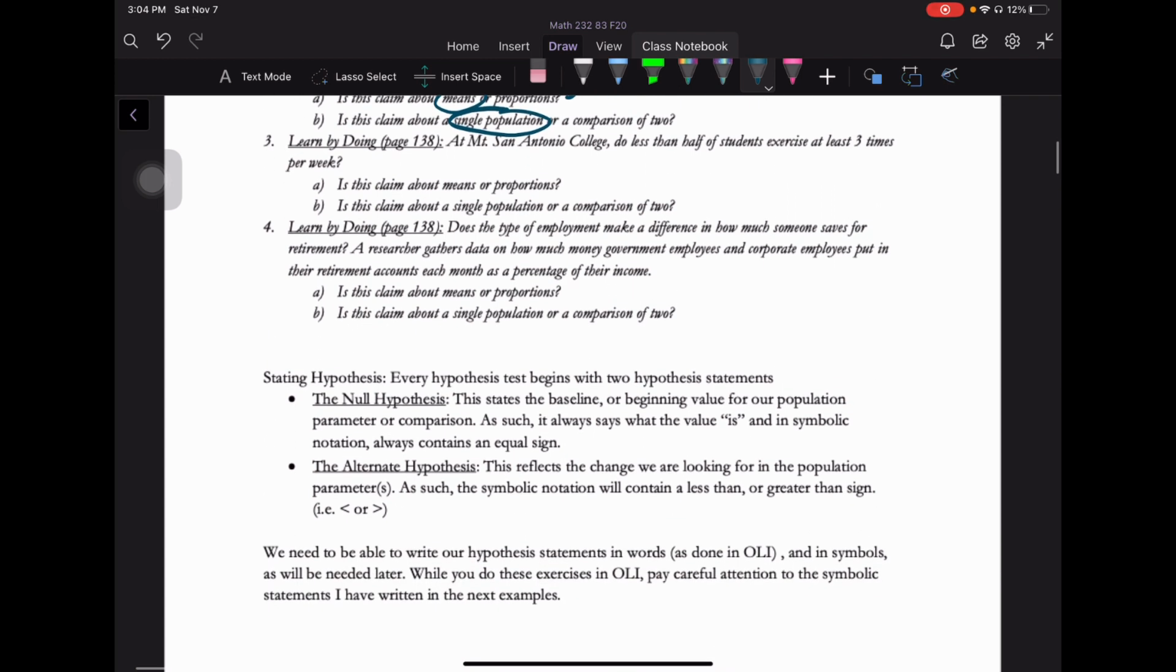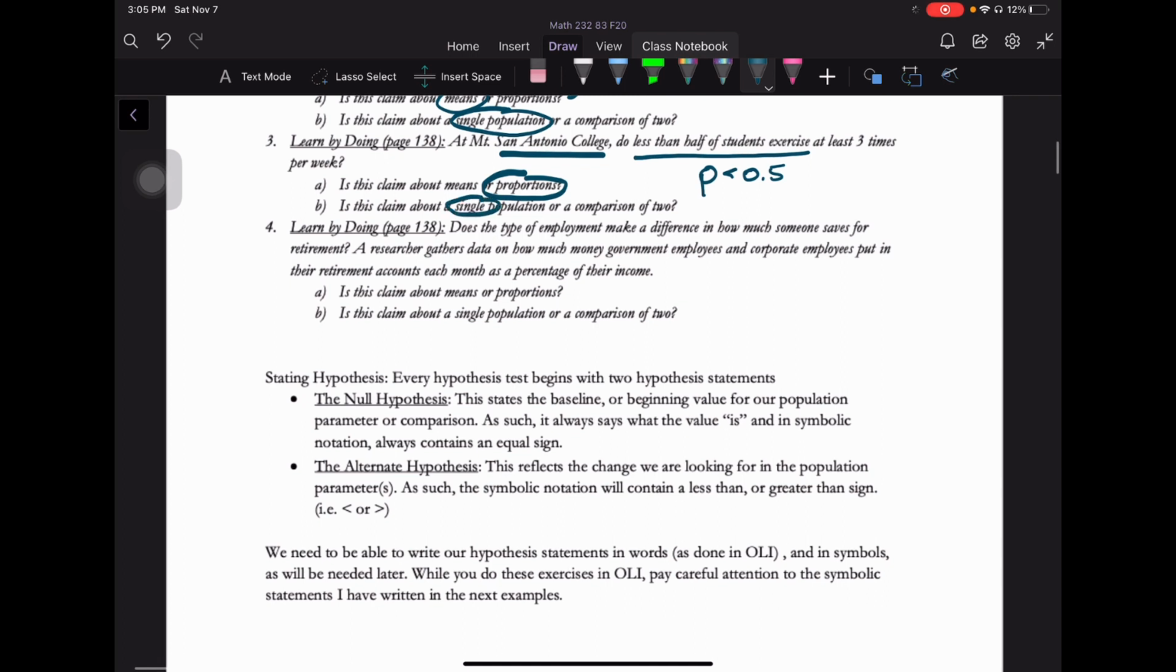For question 3, at Mount San Antonio College, do less than half of students exercise at least 3 times per week? Less than half percent would be less than, P would be less than 0.5. This is about a proportion, and we're talking about San Antonio College. That's just a single comparison here.